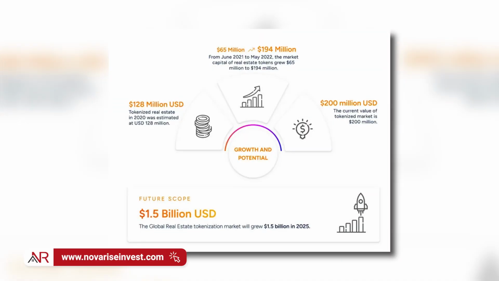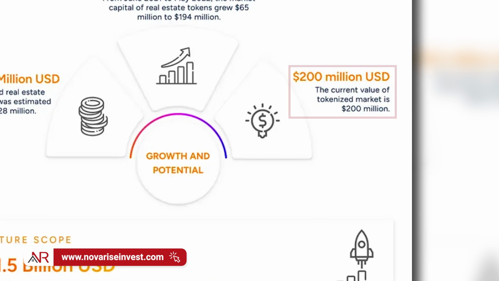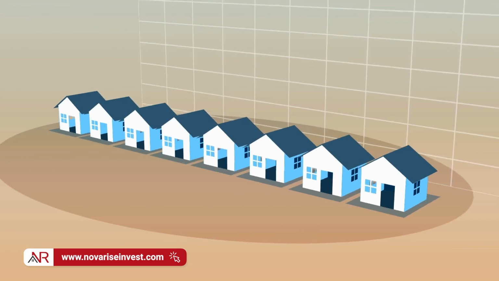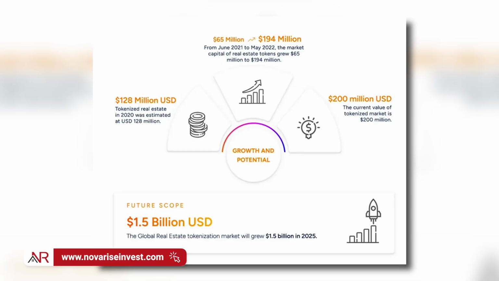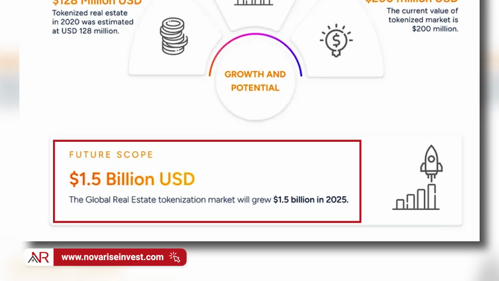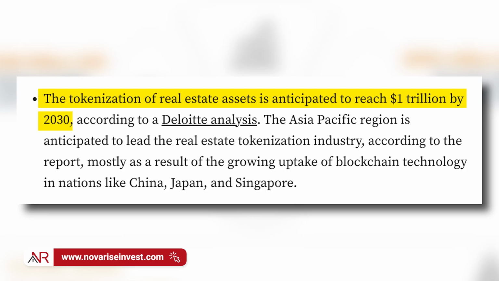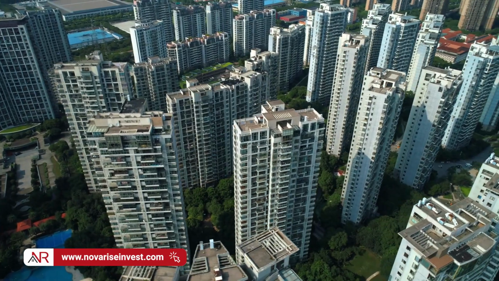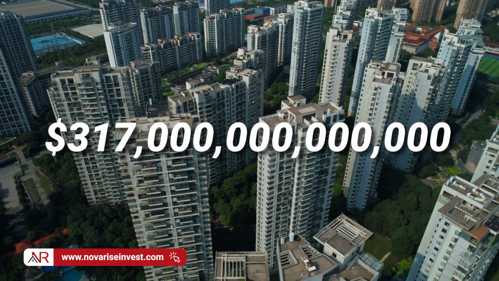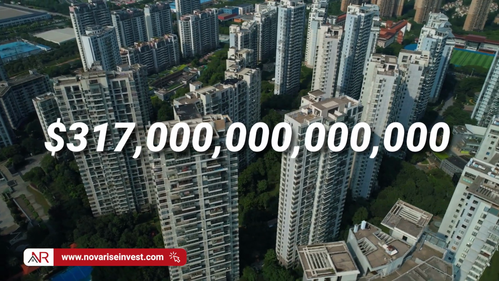The current value of the global tokenized real estate market is about $200 million, which is a 36% increase from 2020. Research and markets predict it will reach $1.5 billion by 2025, while Deloitte expects it could surpass $1 trillion by 2030. And because the global real estate market is valued at over $317 trillion, the opportunities are endless. But is it all sunshines and rainbows? Well, not really. Let's see the flip side of the coin.